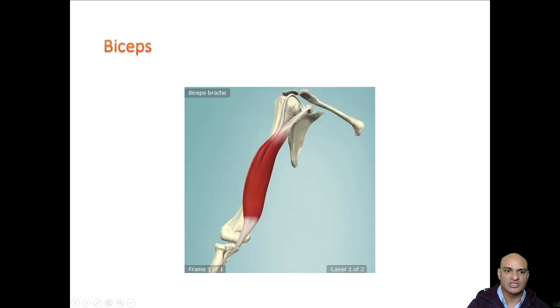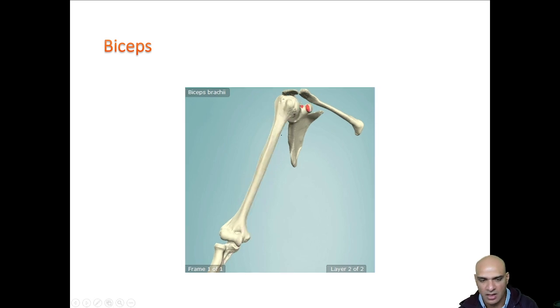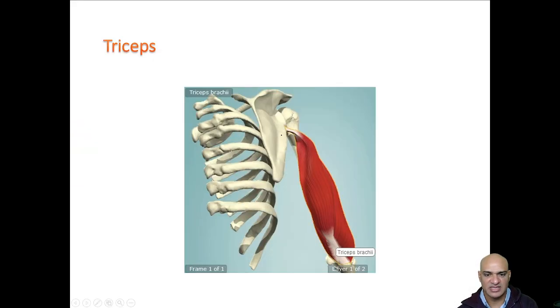The next muscle is bicep. Because it's crossing two joints, the major work is elbow flexion, and it also does shoulder flexion to a limited range. Next, we have the tricep. The tricep is also crossing two joints. It's crossing the shoulder joint. It's also crossing the elbow joint. So the major work is elbow extension, but it can also do the shoulder extension.